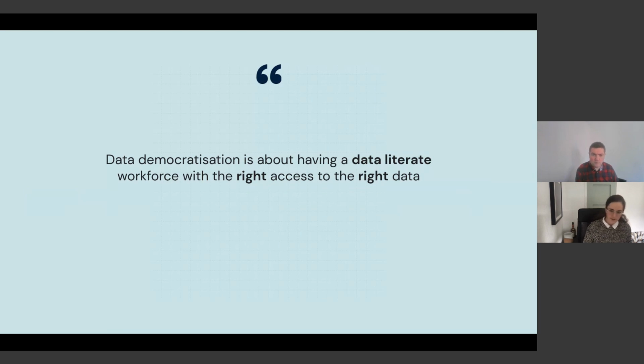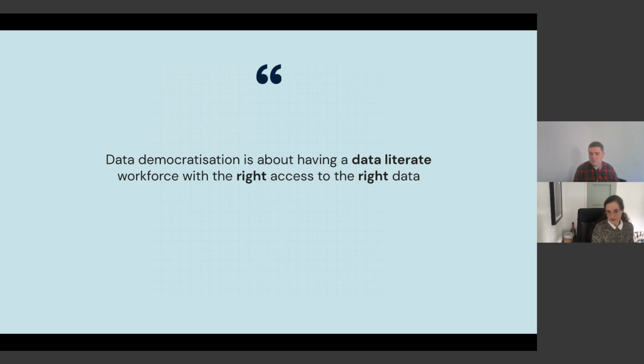And this is the definition I like to use myself. I'm sure it exists out there somewhere in the internet ether; I actually just wrote it like this myself on the slide. But for me, it is about having a data literate workforce with the right access to the right data. So instead of all access to all data, it's really about understanding what access that particular member of your team or your organization needs and what data they need access to, making that streamlined and efficient as possible, and building a framework around that which will actually support it.